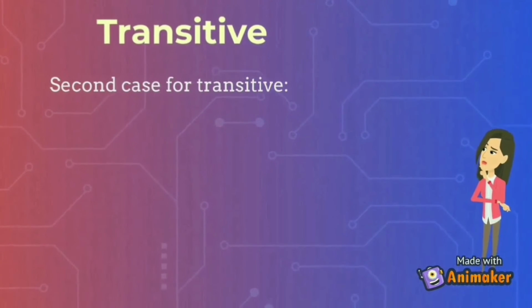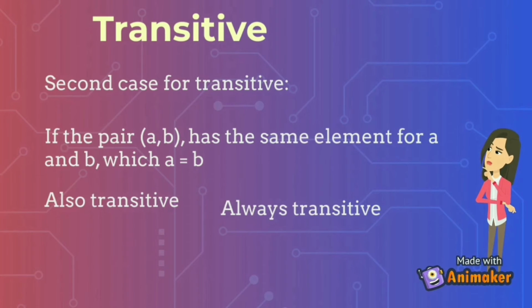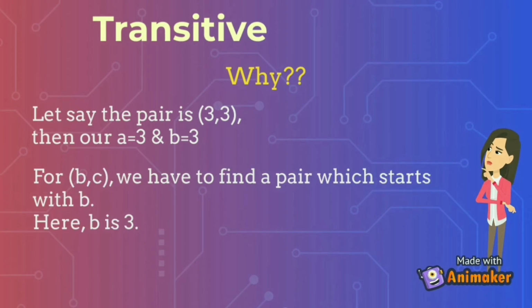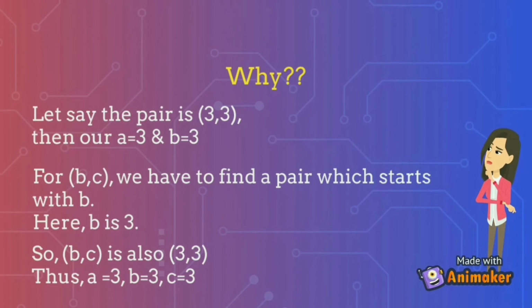For the second case, if the pair inside the relation has the same element for A and B, meaning that it is reflexive, the pair is also and always transitive. Let's say we have a pair of 3, 3, then our A is 3 and B is also 3. Now we need to find another pair that starts with B, which is 3. But we're still going to refer to the same pair, which is 3, 3. Then our A, B, and C are all 3. Then obviously, A connecting to C is also 3, 3 because it's looping.